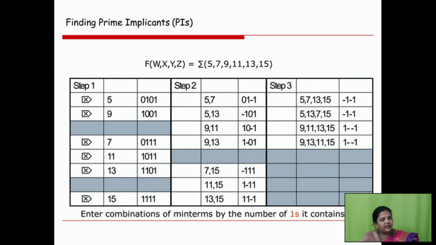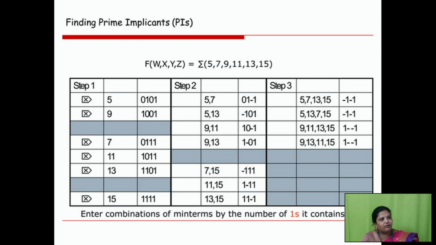And then next you have to check with your 5 comma 13. 5 comma 13, here you will have dash in the first position. So in your second grouping, you have to check which number is having dash in the first position. So 7 comma 15 is having dash in the first position. So 5 comma 13 and 7 comma 15, here the third position is changing, so 5 comma 13 7 comma 15, dash 1 dash 1. 5 comma 13 7 comma 15.